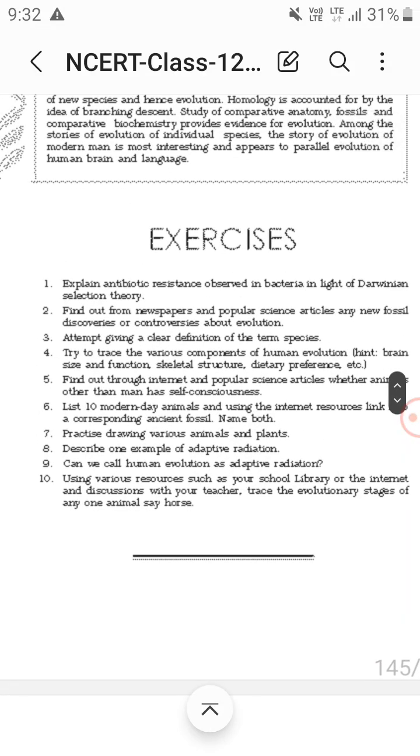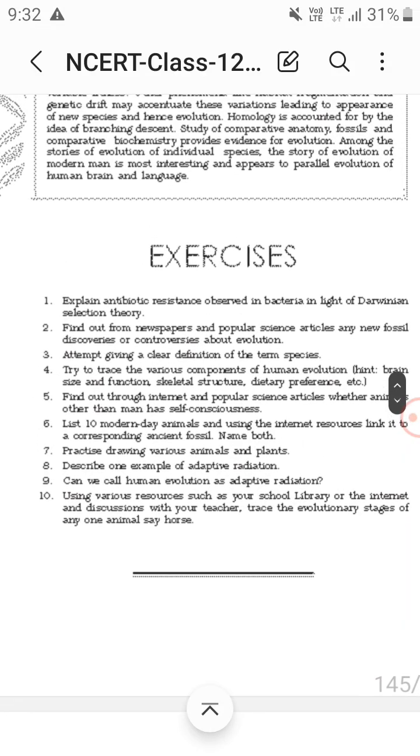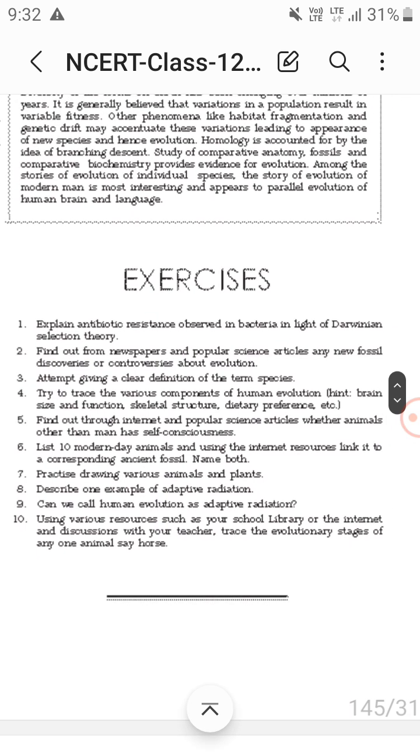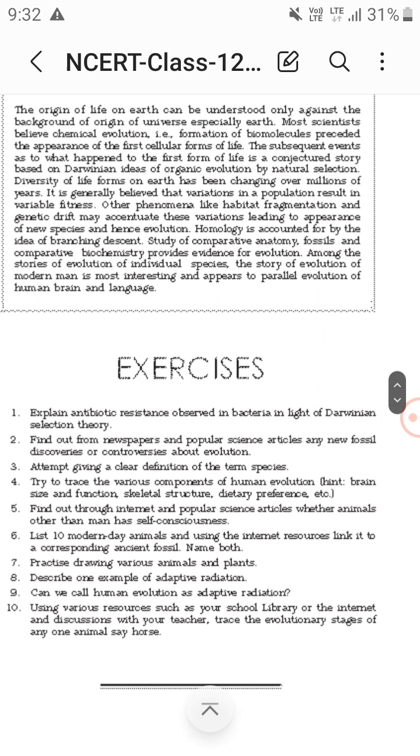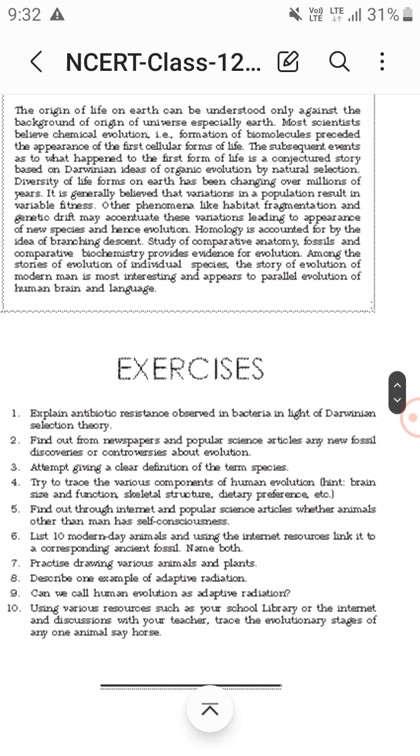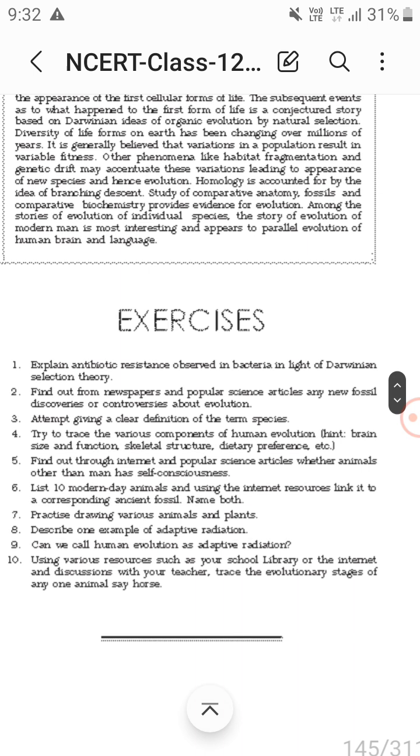Explain antibiotic resistance observed in bacteria in light of Darwinian selection theory.